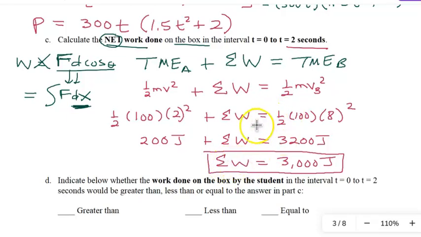Okay, so that one was kind of tricky. It just depends on your perspective, and you can see that you can figure out how much energy the box had at the beginning, at the end, and therefore the difference is what happened to it.